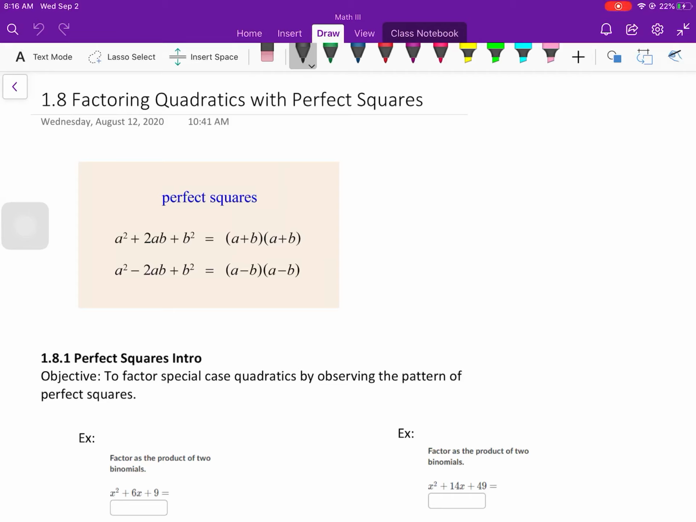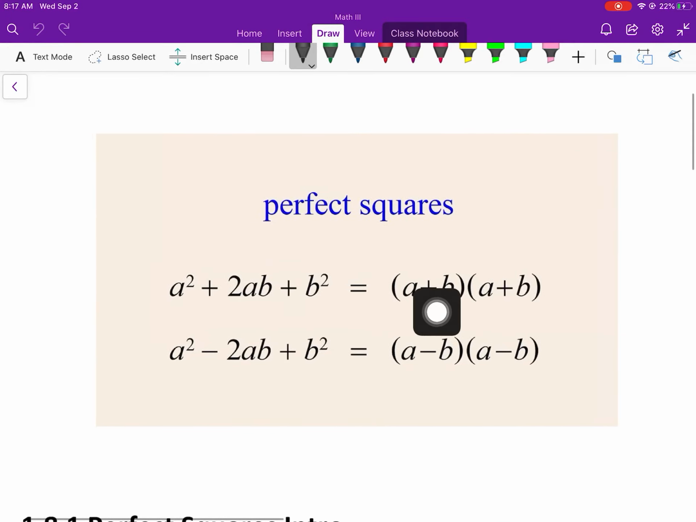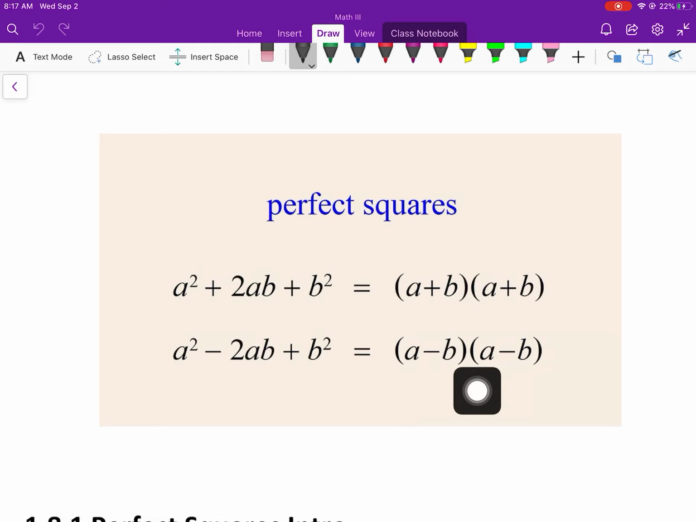Now we're getting into the perfect squares. And so there's two different ones. They're really the same thing. We have a squared plus 2ab plus b squared equals a plus b squared. Seems complicated, but honestly, just realize it's the same factor twice. And this one's the same factor twice again, just with a minus sign, and this ends up being negative. So really not too big of a deal there.